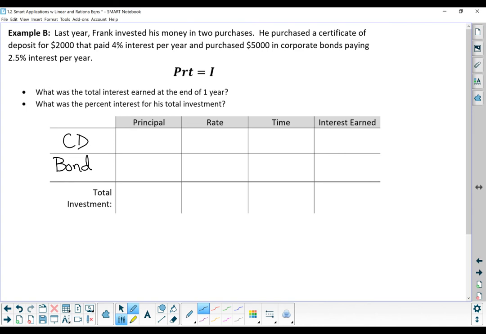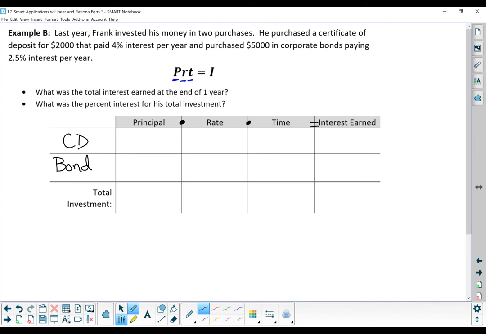So for this problem, we are going to use the simple interest formula. Principal times rate times time gives you interest. So the amount of money multiplied by the interest rate multiplied by the amount of time it's in the account. So I have my table set up: principal, rate, time, and interest. If we multiply these together, we get the amount of interest earned.